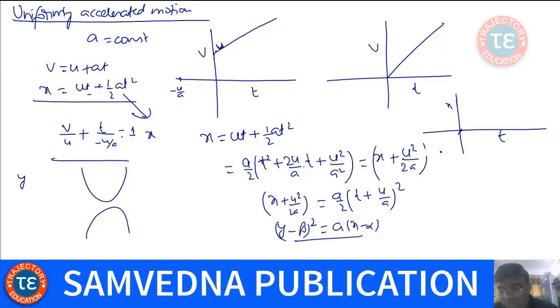I can draw it in a much better way. It will be like this. But remember, this won't be the vertex of the parabola. It will be like this kind of graph. This would be the graph.